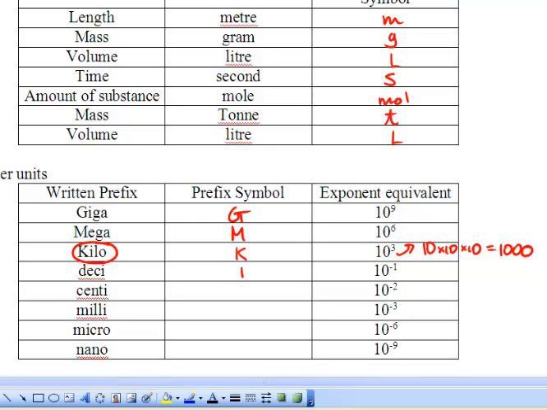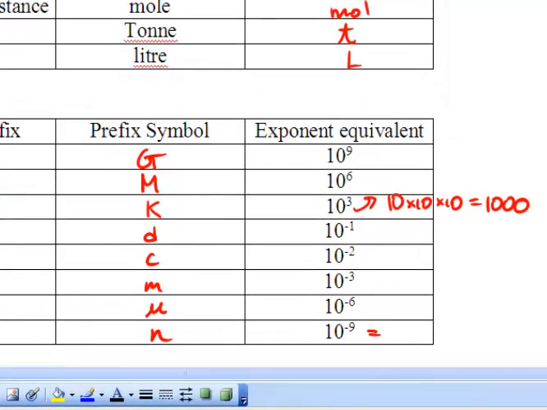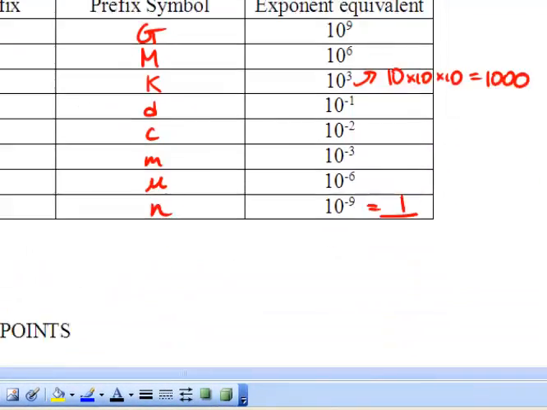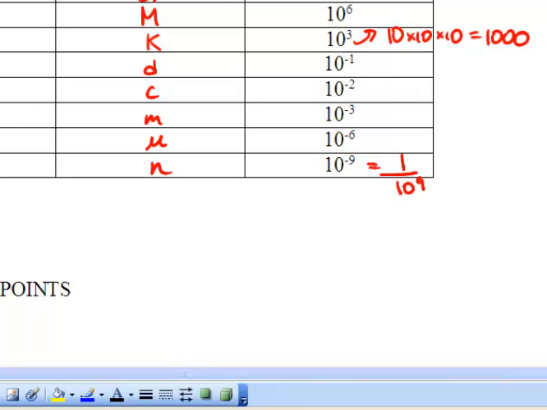Next we've got deci, which is 10 to the exponent of negative 1. Then we've got centi, which is 10 to the exponent of negative 2. Milli, which is 10 to the exponent of negative 3. Micro, which is a U with a tail, which is 10 to the negative 6. And then we've got nano, which is very small, and is 10 to the exponent of negative 9. Now what this means is we have 1 over 10 to the exponent of 9. That's what that negative means. Remember, when we have a negative exponent, it means we take it down and put 1 on top.